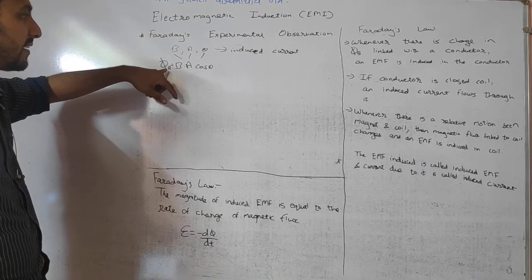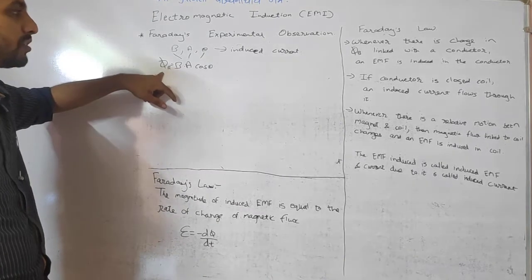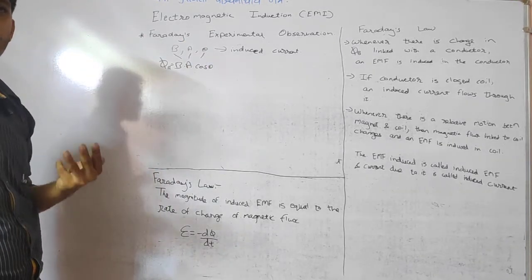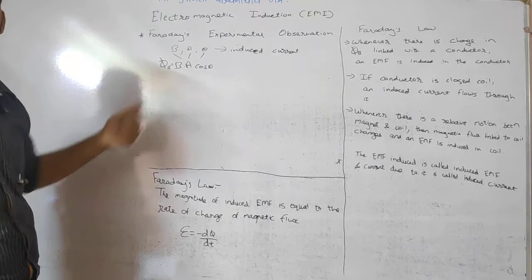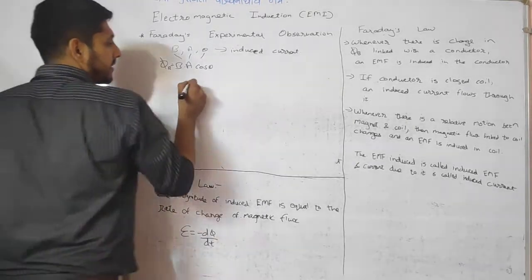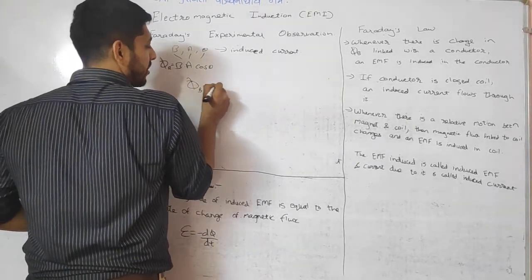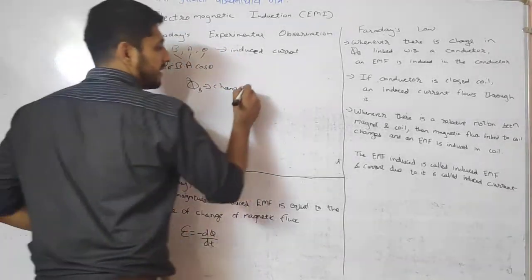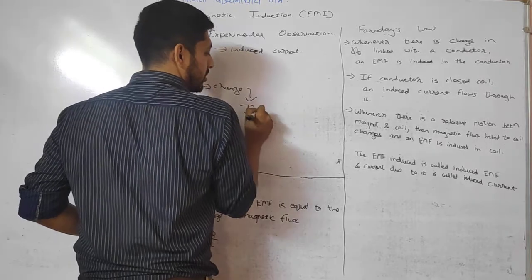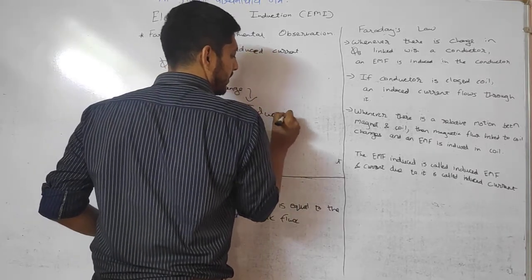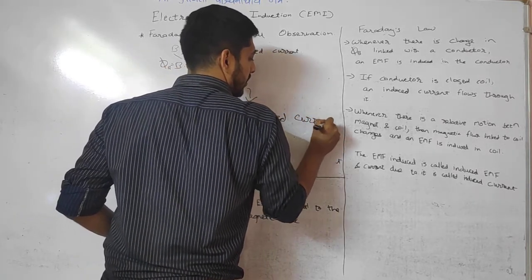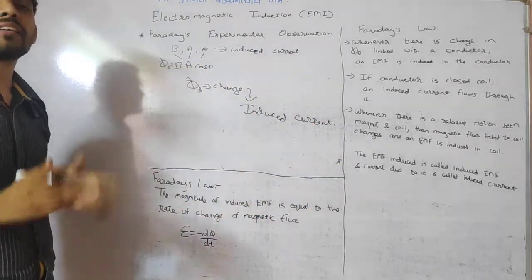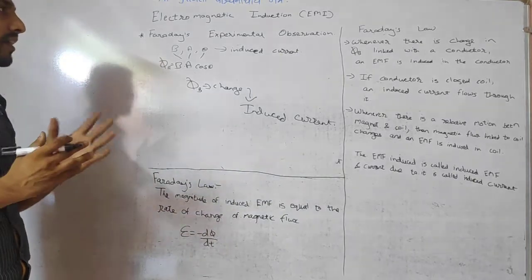Which means that if any of these changes, the flux will change. If B, A or theta, any of these three quantities changes, then you can say that there is a change in flux, which means that if there is any change in flux, then there will be induced current. So if we change the flux, we'll find that there is an induced current inside that conductor.